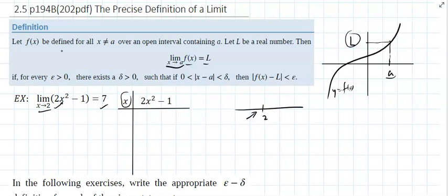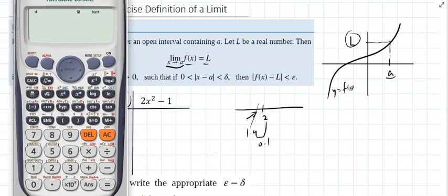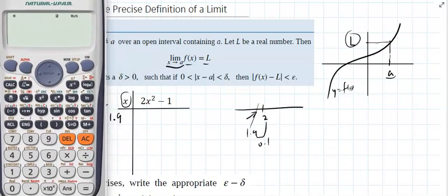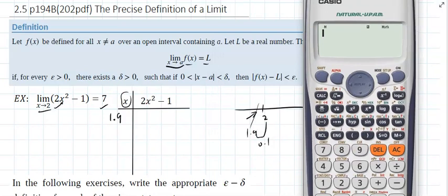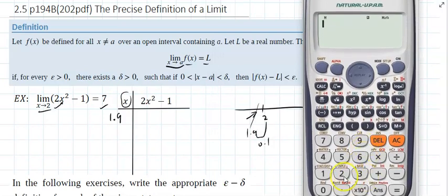So when I said pick the first value, we started back in the days with 1.9. Now if you notice, by picking 1.9, you are 0.1 away from the actual value. And we use the calculator. Let's do the same thing. So if I take the calculator and throw 1.9, twice the answer squared minus 1, I'm getting an answer of 6.22.